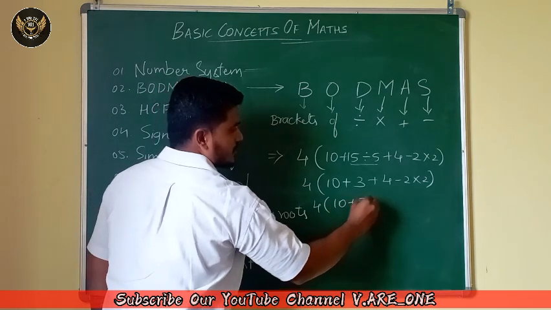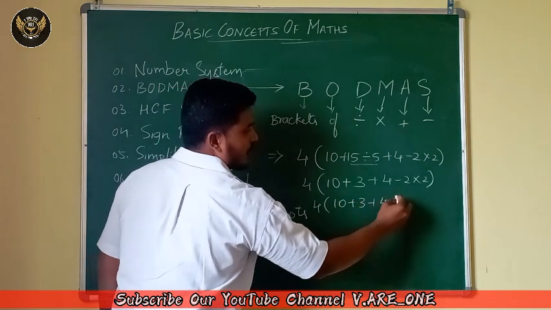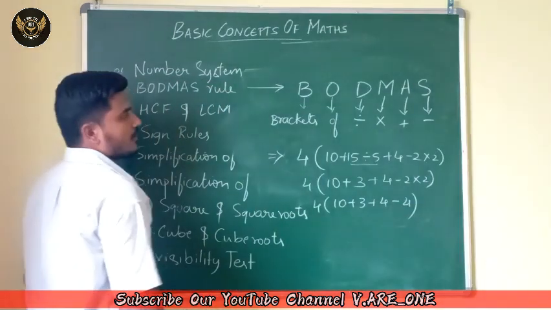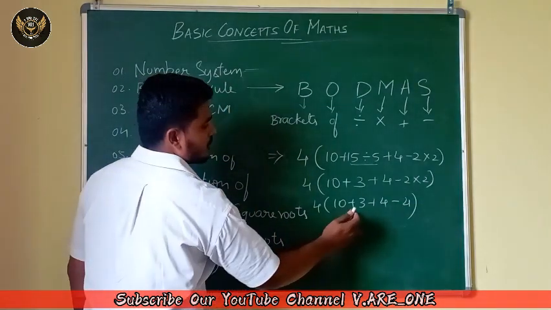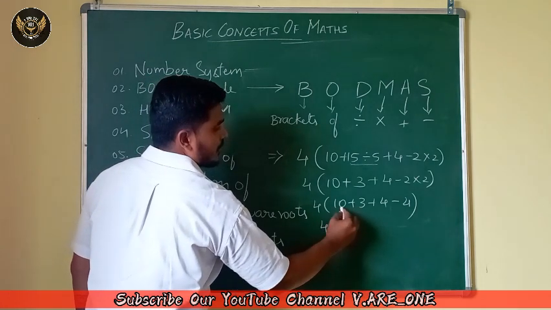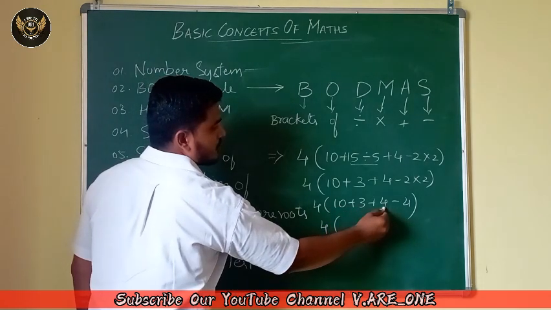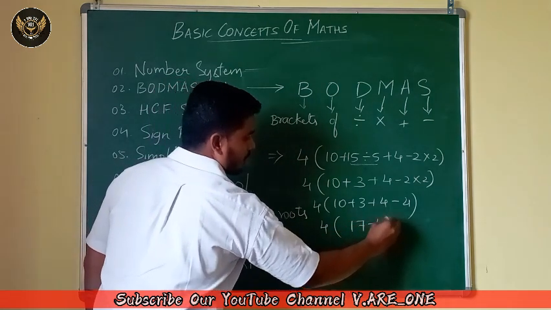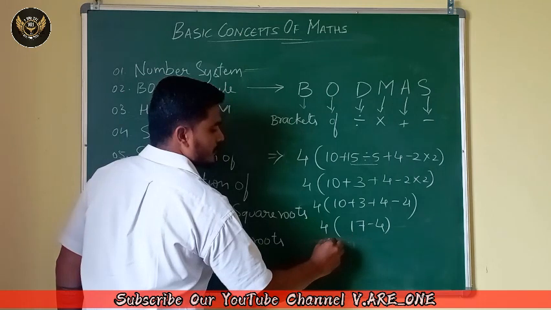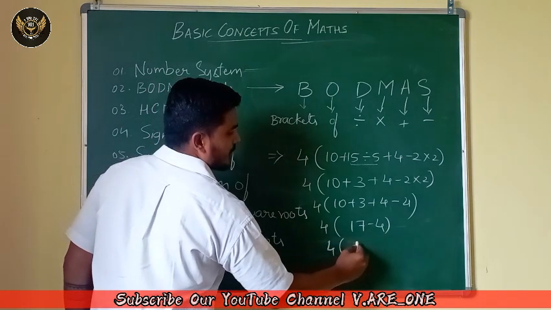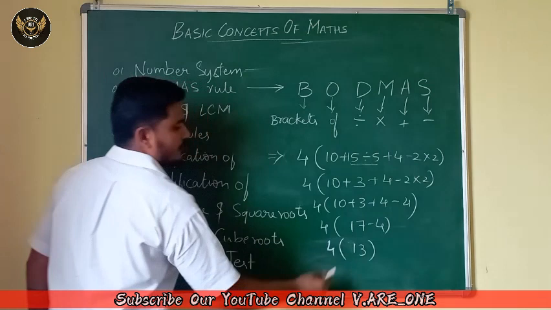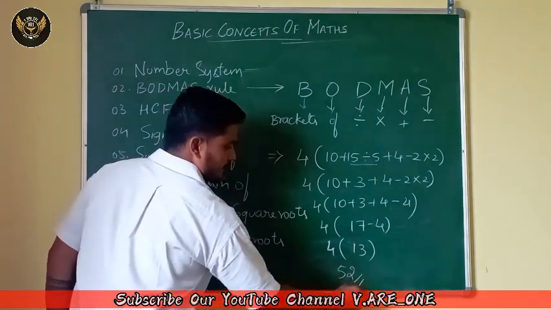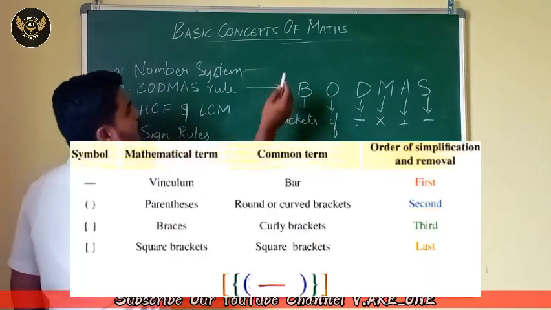4 into 10 plus 3 plus 4 minus, 2 2s are 4. Next, in this order we have addition first. So 4 into 10 plus 3 is 13, 13 plus 4 is 17, 17 minus 4. So 4 into 17 minus 4 is 13. Here bracket is nothing but multiplication. 13 4s are 52.